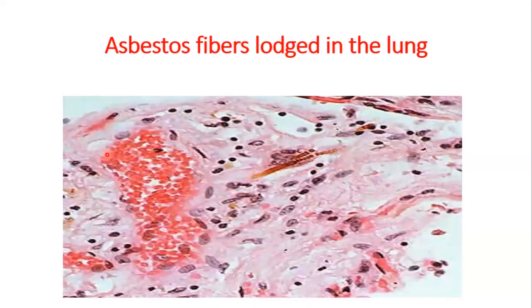So this is a highly magnified photograph of asbestos fibers lodged in the lungs. You can see these black things here, right?